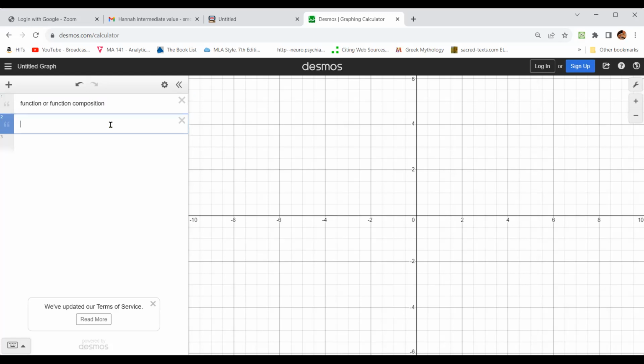We have an interval, and that interval is closed. It's a closed interval. That means that it's not infinite. Not infinite. The closed interval.